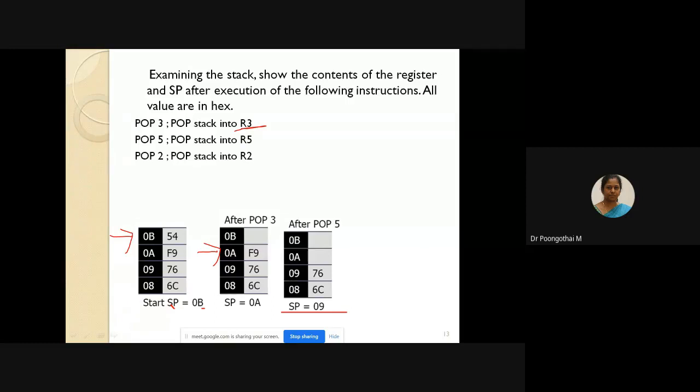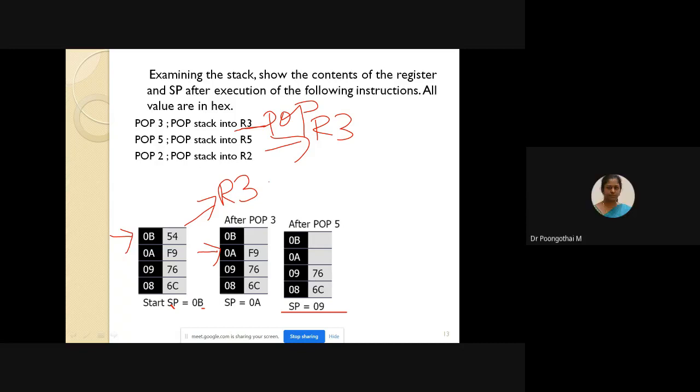When you first get the data, push it into the stack. Popped into R3. It's a pop operation. So first it will decrement, okay? R3 means it holds 54. First it will get the data and decrement, so this 54 is popped into R3. Is that clear now? Yes, ma'am.